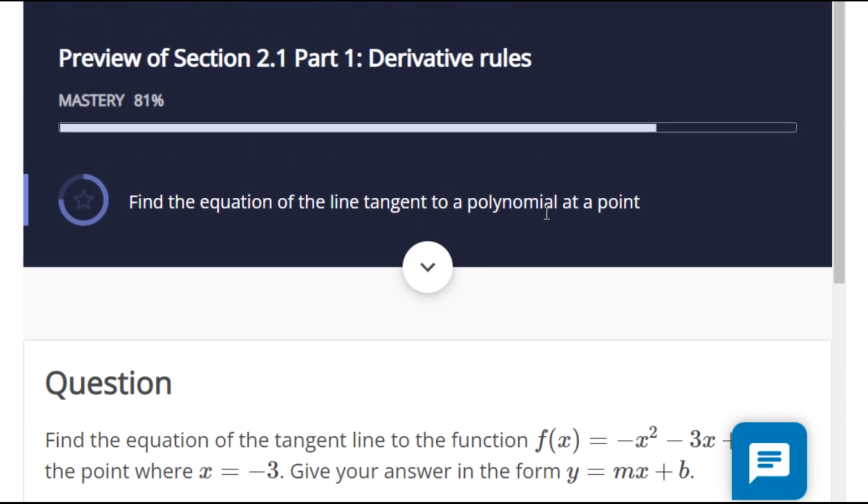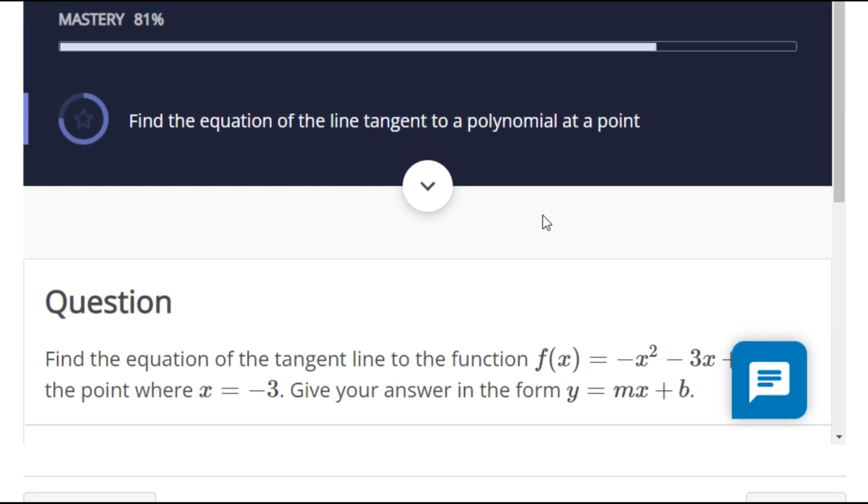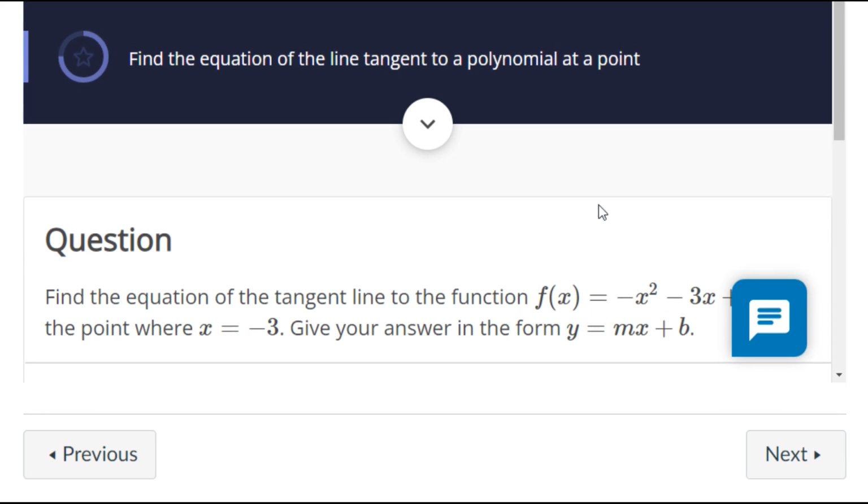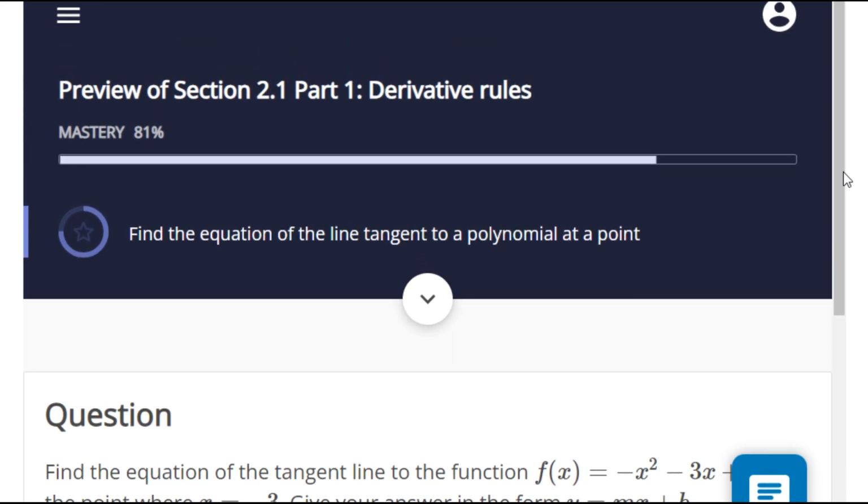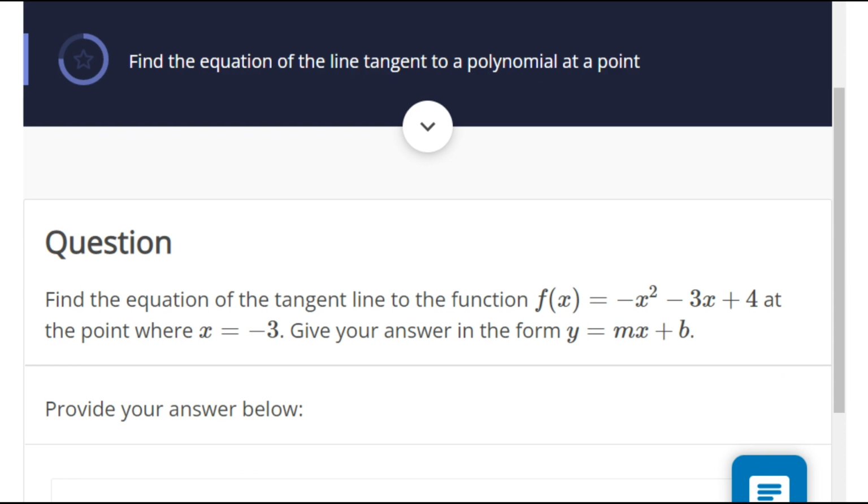Getting close on that mastery. I hope it's like the end of the assignment when that bar reaches completion.